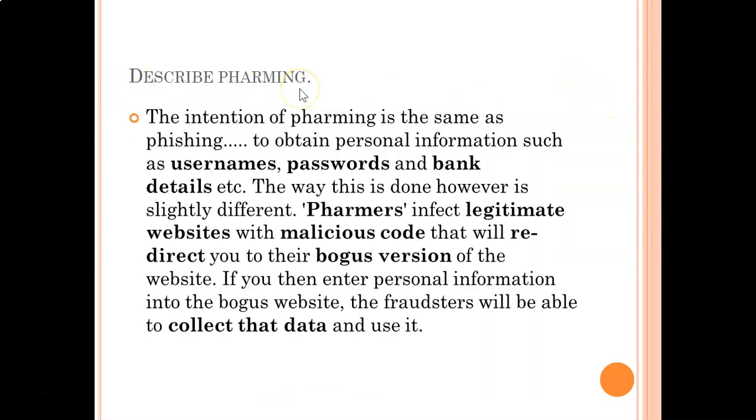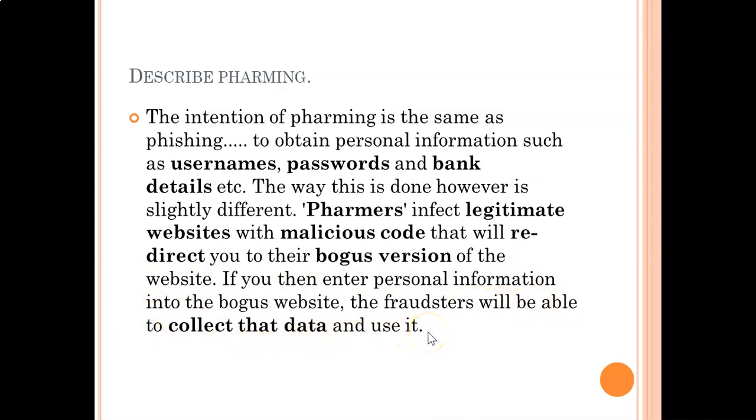Describe pharming. The intention of pharming is the same as phishing, to obtain personal information such as usernames, passwords, and bank details, etc. The way this is done, however, is slightly different. Pharmers infect legitimate websites with malicious code. They will redirect you to their bogus version of the website. If you then enter personal information to the bogus website, the fraudsters will be able to collect that data and use it.